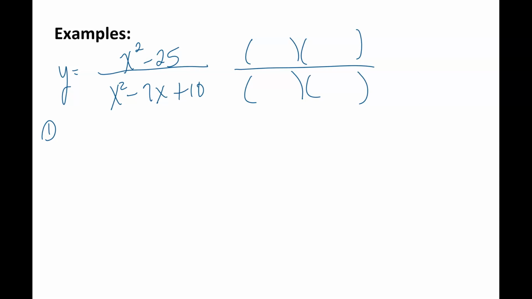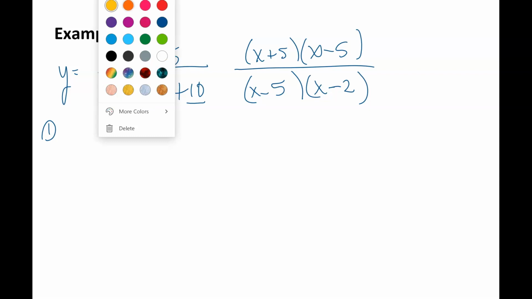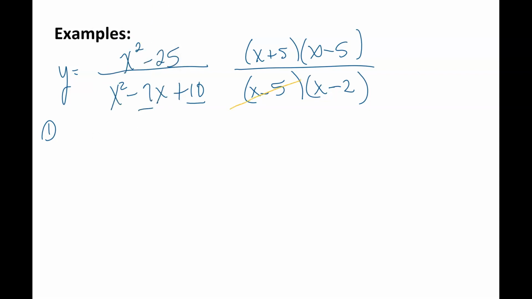So if I factor the numerator, I get x plus 5 times x minus 5. That's a difference of squares. And then on the bottom, let's see, two numbers that multiply to 10 but add to -7. So how about x minus 5 and x minus 2? Would that work? See, if we FOIL that out, that would work. All right, now notice right now I have these two factors that are common, aka they reduce. All right, you can get rid of them.